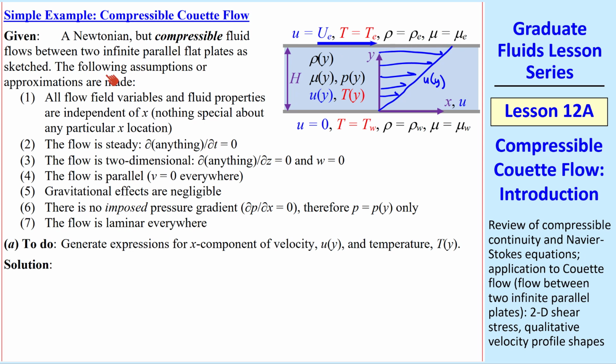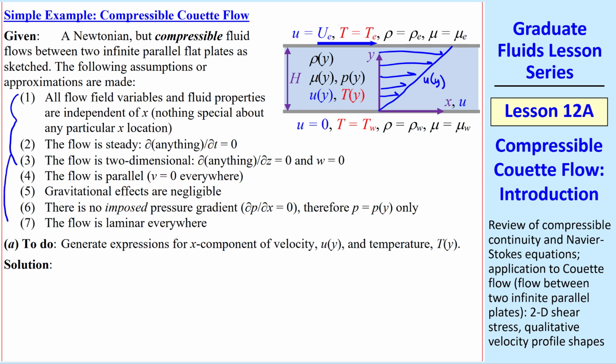For the compressible case, we make some of the same approximations and assumptions as we did previously, but we allow mu and rho to be functions of temperature. Since these walls are infinite, there's nothing special about any particular x location, so we assume that all flow field variables and fluid properties are independent of x. The flow is steady and two-dimensional.